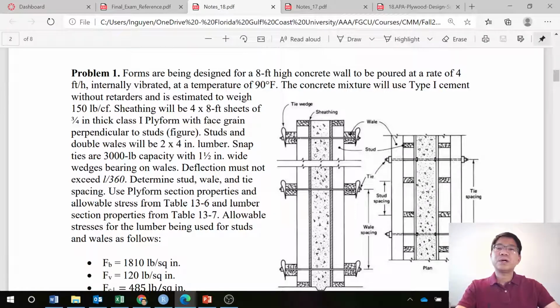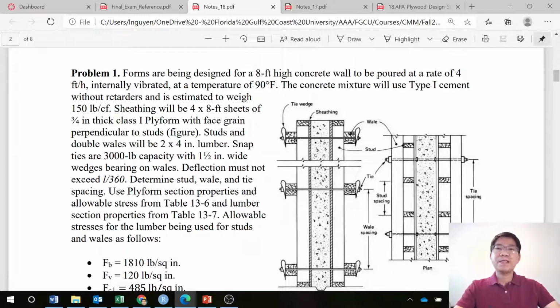Videos to walk through problem 1 of concrete form design 2. I choose a walkthrough instead of going into detail with lengthy videos, because the way we solve this problem is similar to problem 3 in concrete form design 1, when we designed the slab form. So in this case, it's a vertical form.